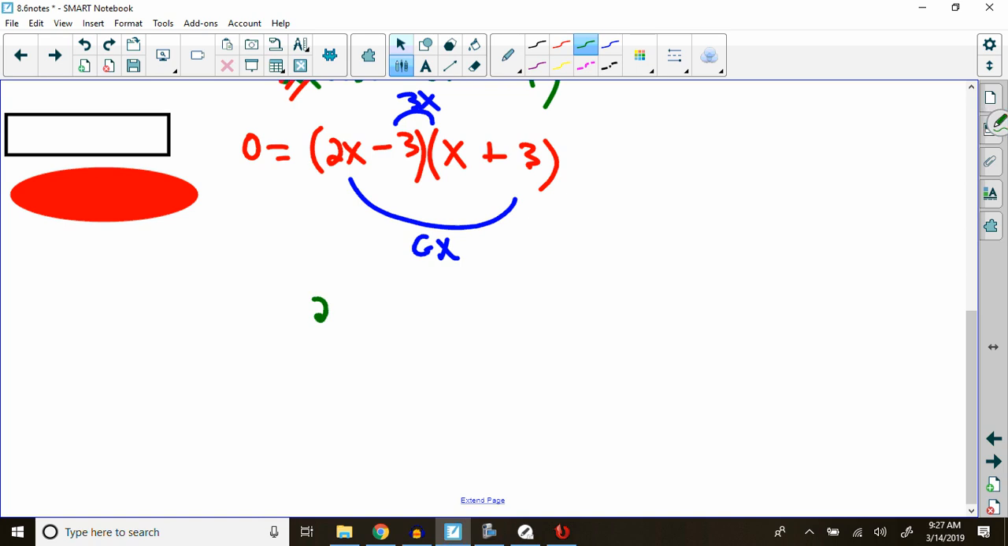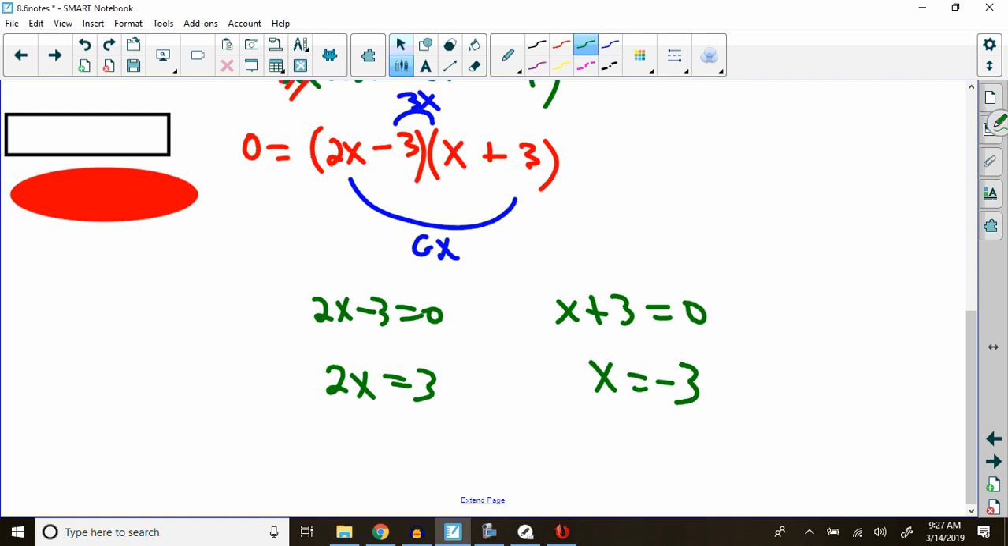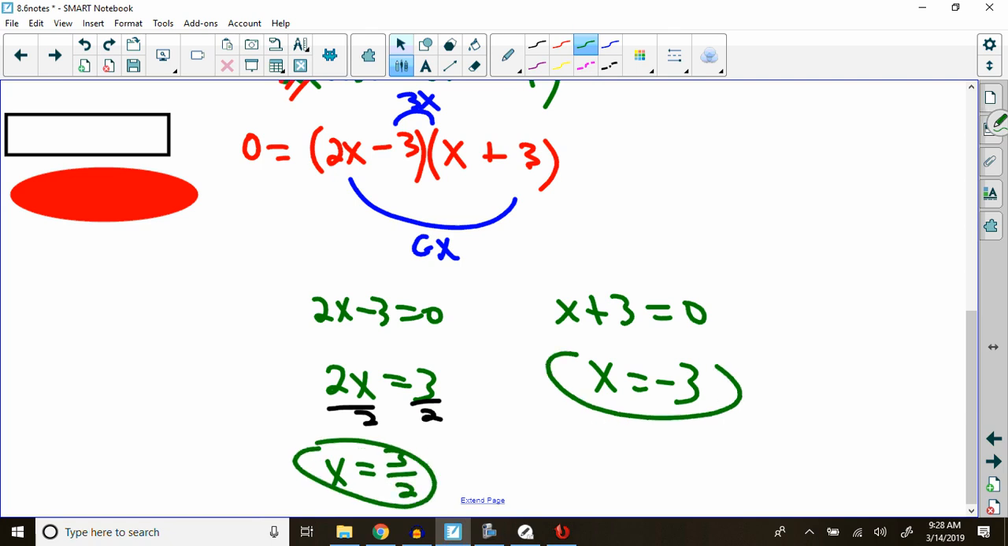Zero product property. 2x minus 3 equals 0. X plus 3 equals 0. So 2x equals 3, x equals negative 3, and then I divide. So I get a fraction and a whole number. I get x equals 3 over 2, and I get x equals negative 3.